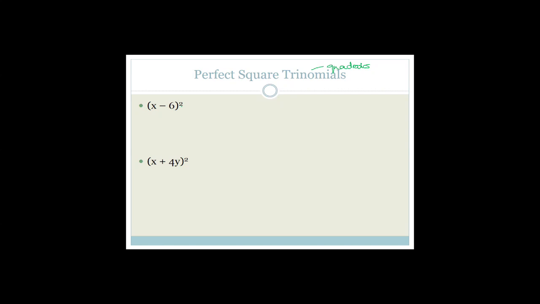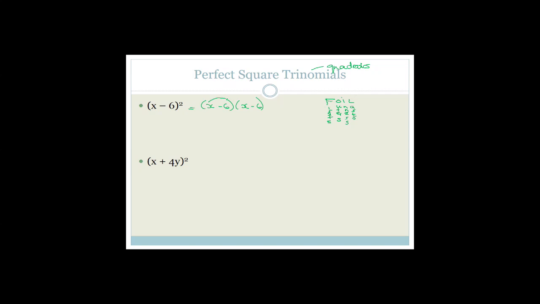Okay, so x minus 6 squared is the same as x minus 6 times x minus 6, right? So we're going to use FOIL. And what does FOIL stand for? It stands for firsts. You guys should know this. Outers, inners, and last. Okay, first, outers, inners, and last.